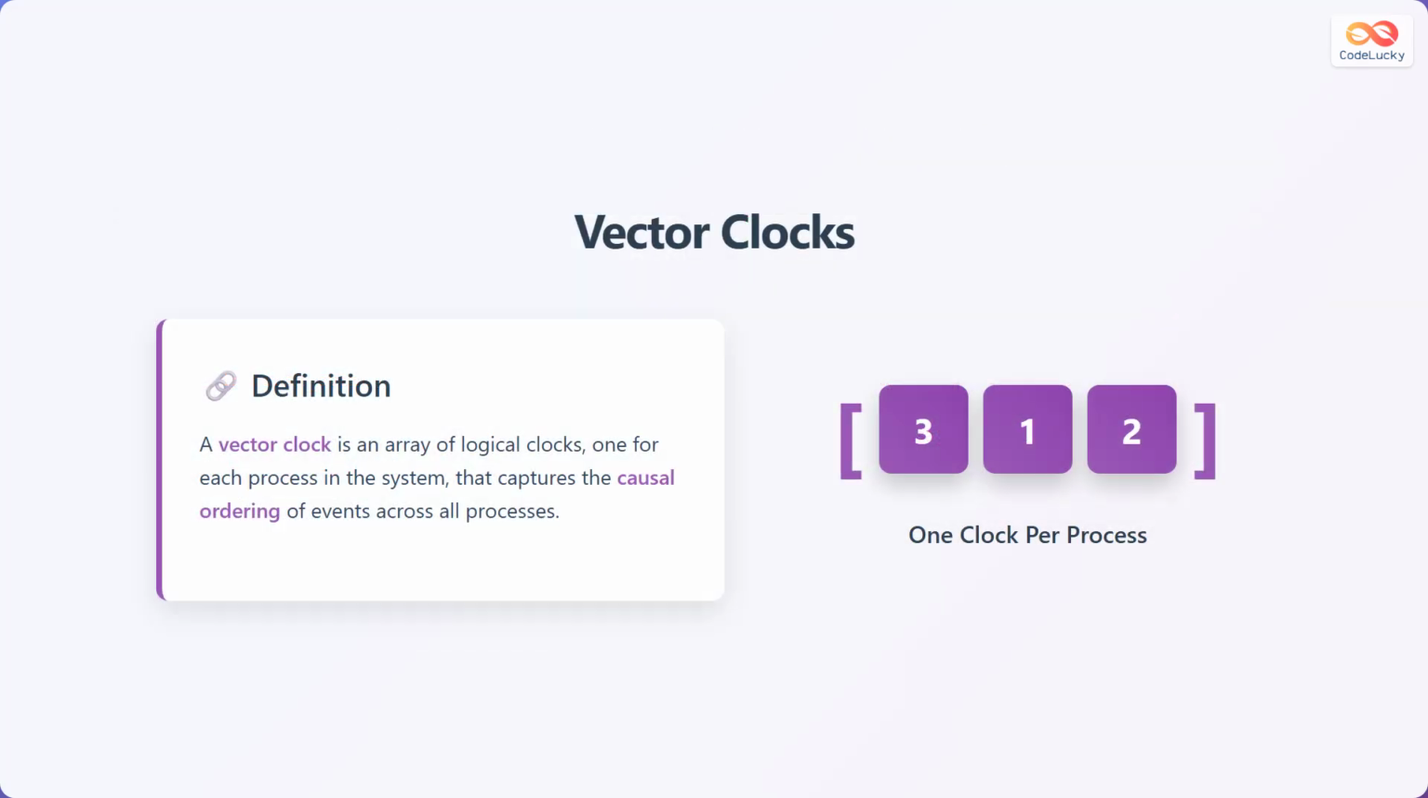Now let us explore vector clocks. A vector clock is an array or a vector of logical clocks. There is one logical clock for each process in the system. It's designed to capture the causal ordering of events across all processes in the distributed system. This means that, unlike Lamport clocks, vector clocks allow us to determine not just if two events are ordered, but also if they are causally related.